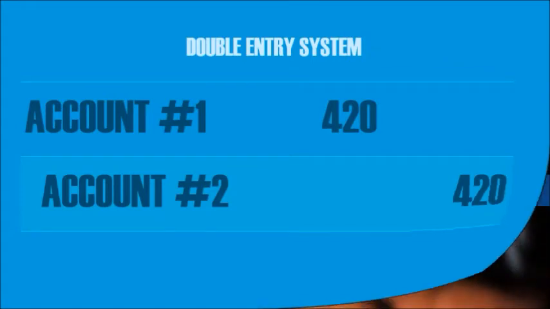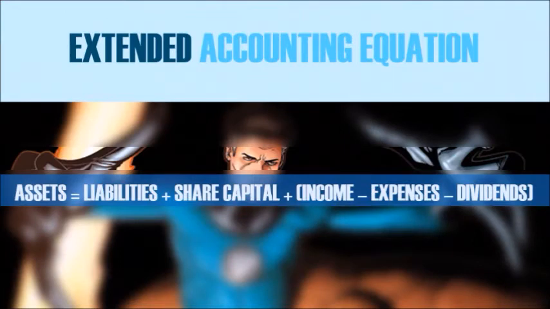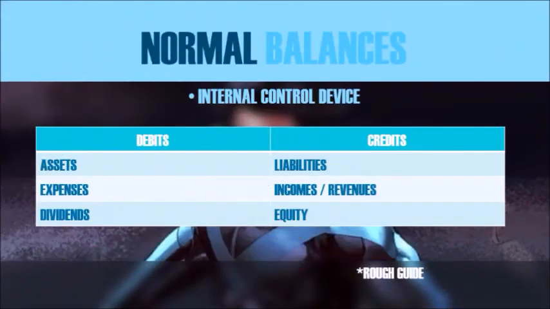Rules to double entry bookkeeping. Assets equals liabilities plus owner's equity. This can be translated to assets equals liabilities plus share capital plus income minus expenses minus dividends. Assets tend to be on the left, so increase them with debits. Liabilities and equity on the right, so that means you increase them with credits.